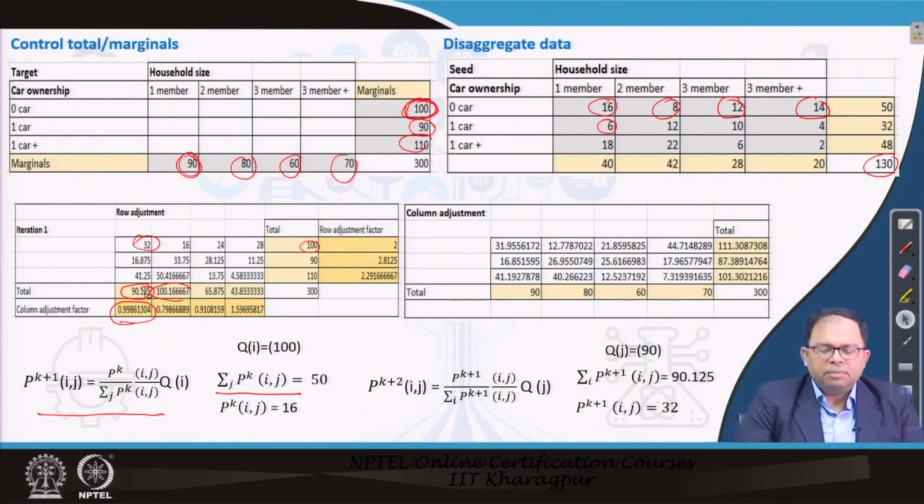So, again we determine the proportion, that is qj divided by the summation of pk plus 1 ij for each i. Here we see that the factor becomes 0.9986. That means, using this factor I have to multiply each of the cell values in this particular column, and we get these new values. So, this is the end of iteration 1.